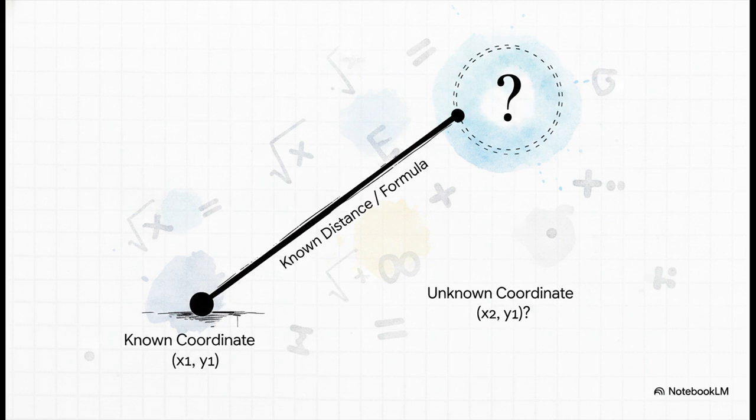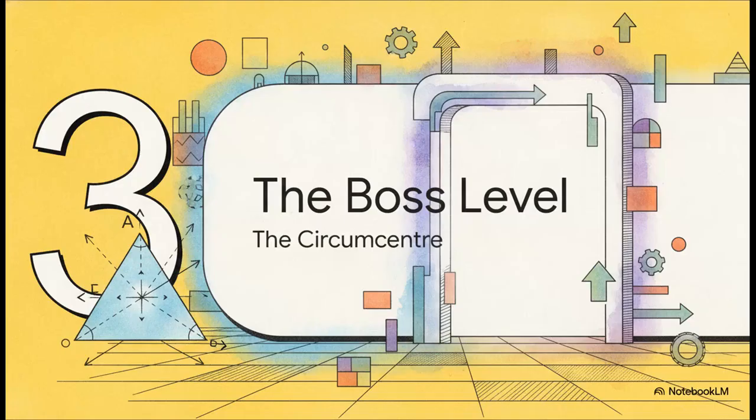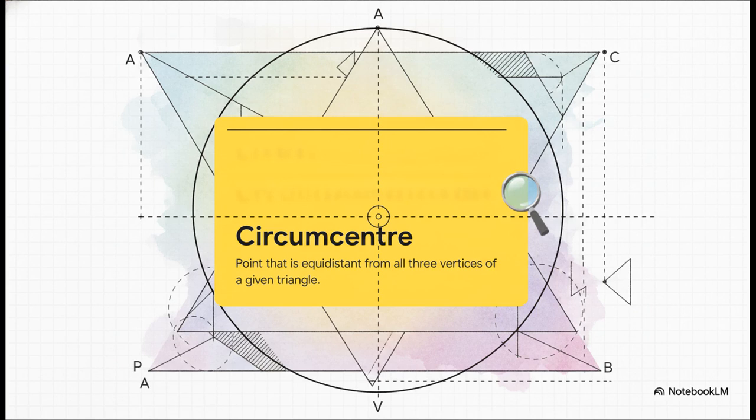It's literally just working the whole logic in reverse. Section 3. The boss level, the circumcenter. All right, let's level up to a much more complex application. One that's going to require us to use our formula multiple times simultaneously, finding the circumcenter of a triangle.